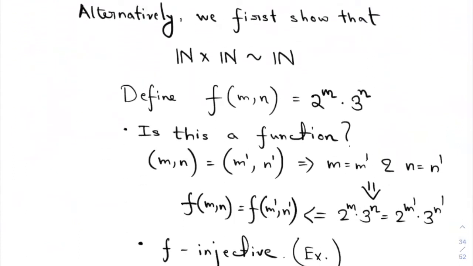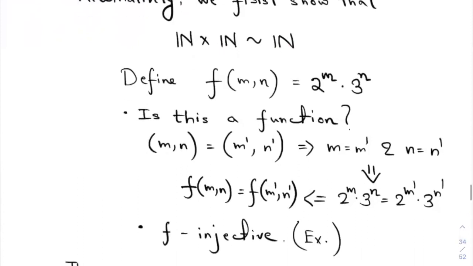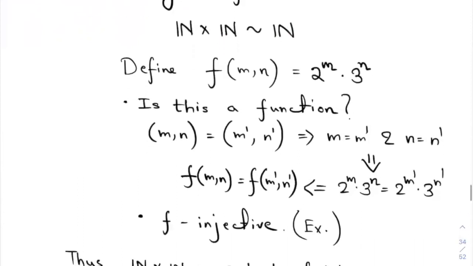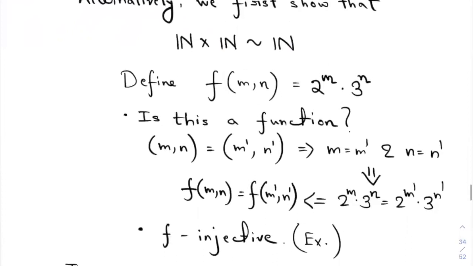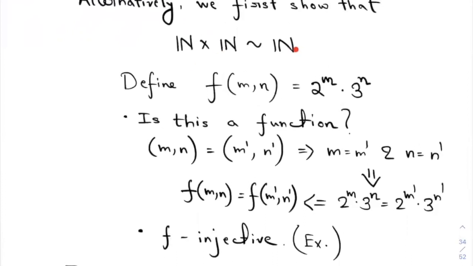In this method, we'll first show that for N cross N, there's a bijection from N to N cross N. Roughly speaking, N cross N has the same number of elements as N. Its proof is really simple. All you have to do is define a function from N cross N to N, some injective function. That's the plan.